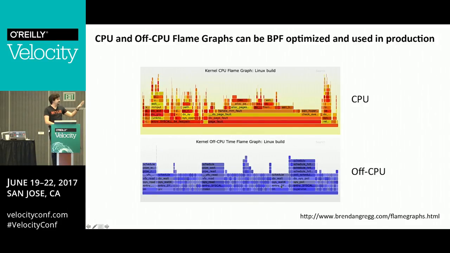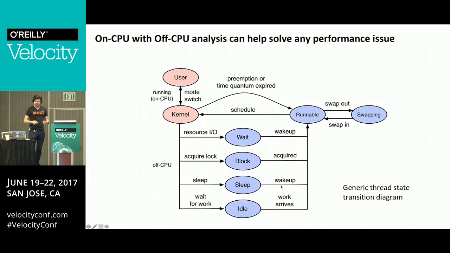And it just visualizes the stack trace so you can navigate and understand where your code is spending its CPU time. But there's a different type of that for off-CPU time, so I can see why my code is blocked. And BPF makes this possible because it's so efficient. I can summarize that information in kernel. And once I'm looking at blocked paths, I can then attack many types of performance issues. I can look at resource I/O, lock acquiring, sleeping, and so on.